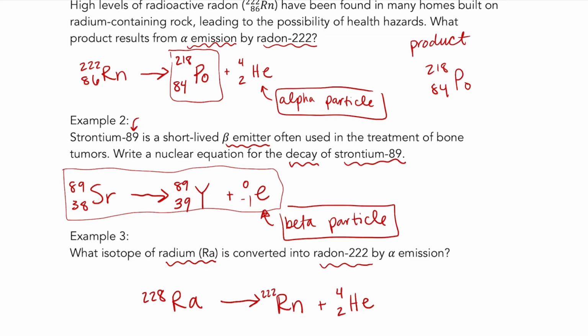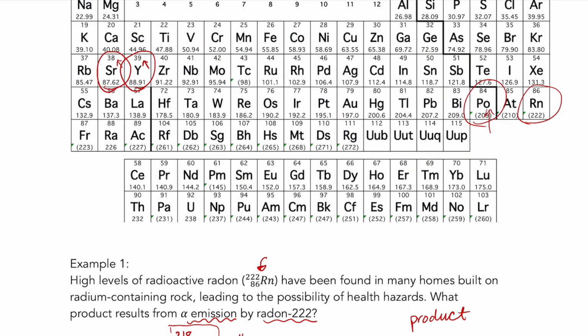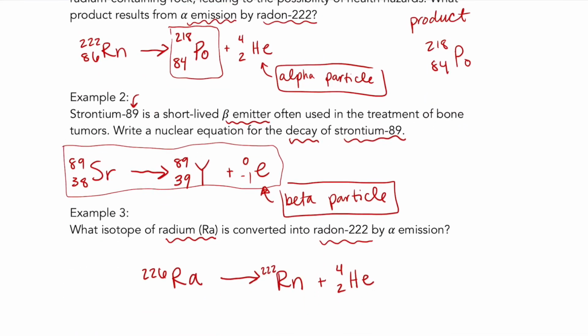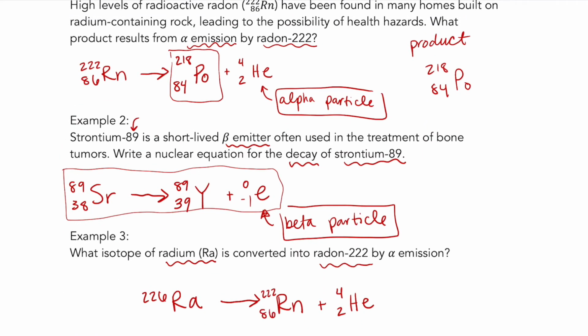That means I've got 228 up here. Or no, 226, because I have to add 222 plus 4. It's going to be 226. And then just for completion's sake, I'm going to look up the atomic numbers for radon and radium. Radon was 86 and radium is 88. So that was one I think we even looked at in the first video as an example.